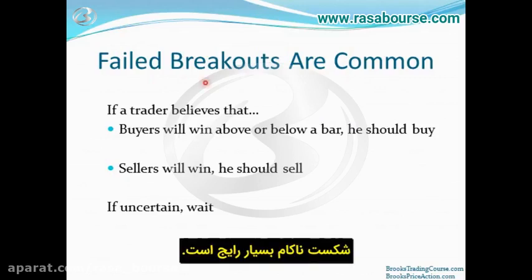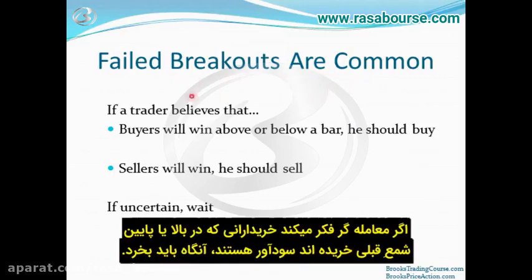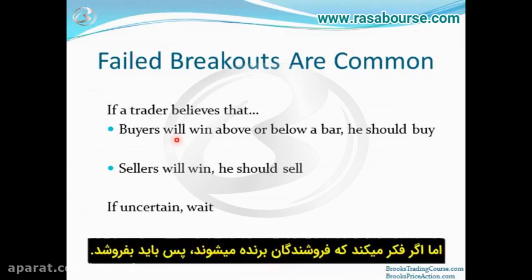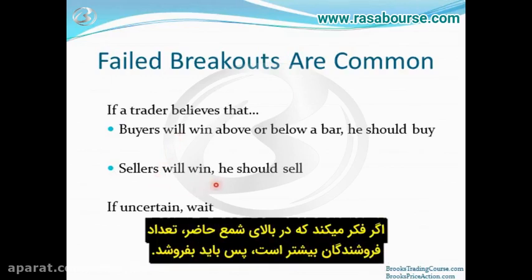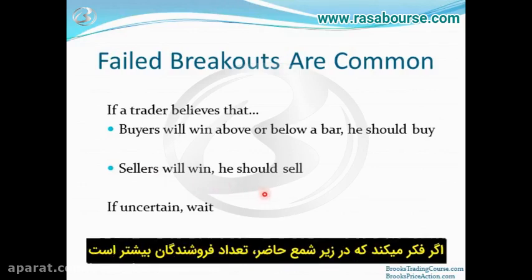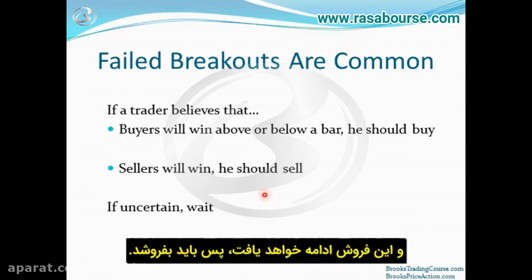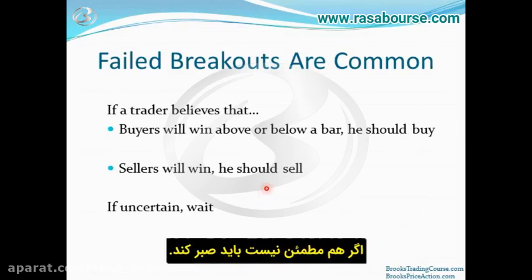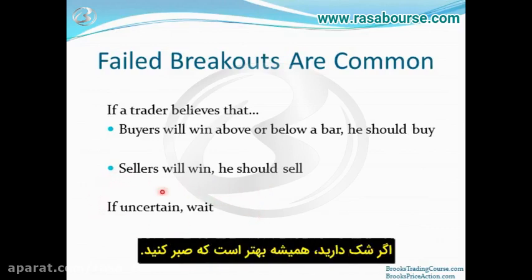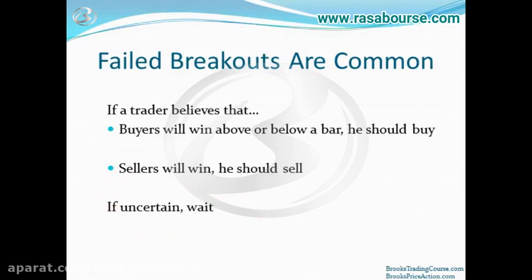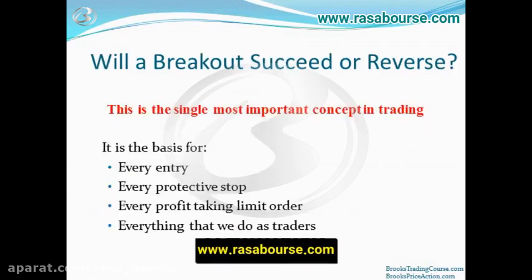Failed breakouts are extremely common, and if a trader believes that buyers will win above the high of the prior bar or below the low of a prior bar, he should buy. If he thinks that sellers will win, he should sell. If he thinks there are more sellers above the high of the current bar, he should sell up there. If he thinks there are more sellers below the low of the current bar, and if he thinks there'll be follow-through selling and a trend, then he should sell. If he's not really sure, he should wait. When in doubt, it's always better to wait.